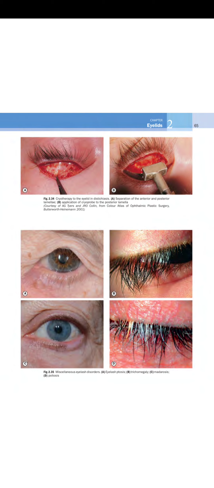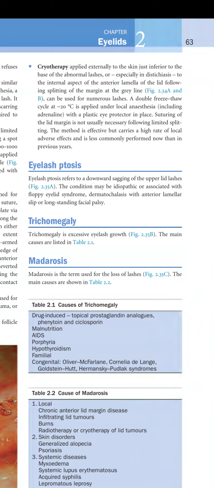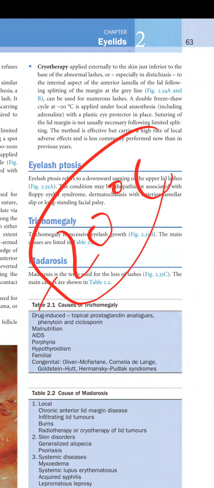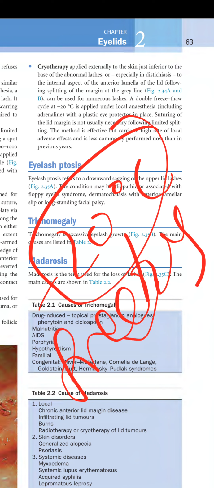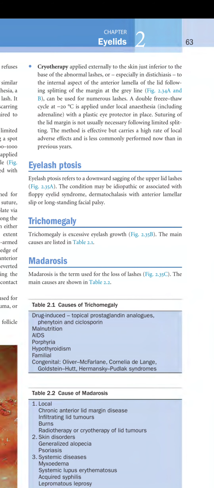Cryotherapy is basically the freezing method. What you apply is a negative temperature, and when that negative temperature is applied, it causes the freezing of the cell and causes the cell death. So this is how the cryotherapy works.